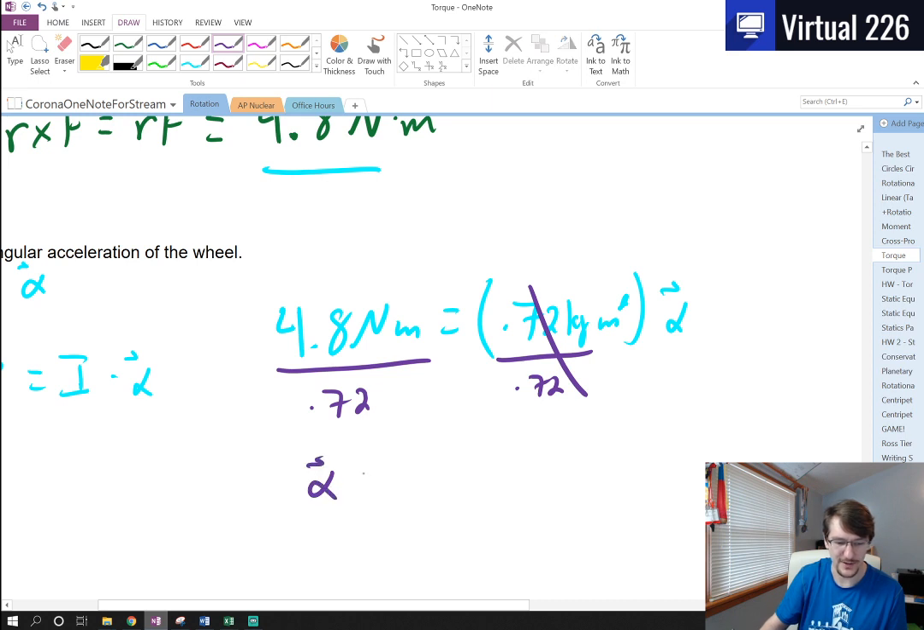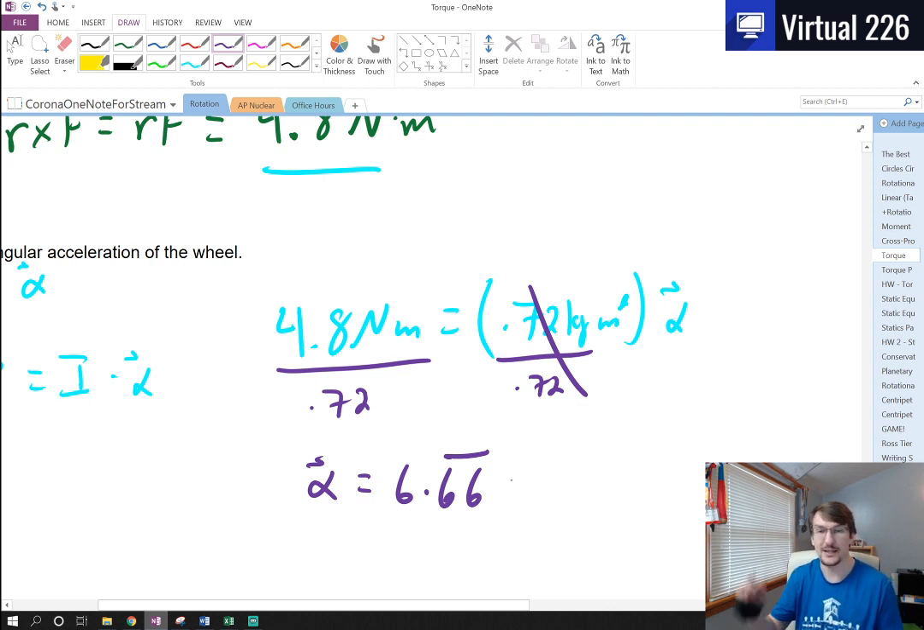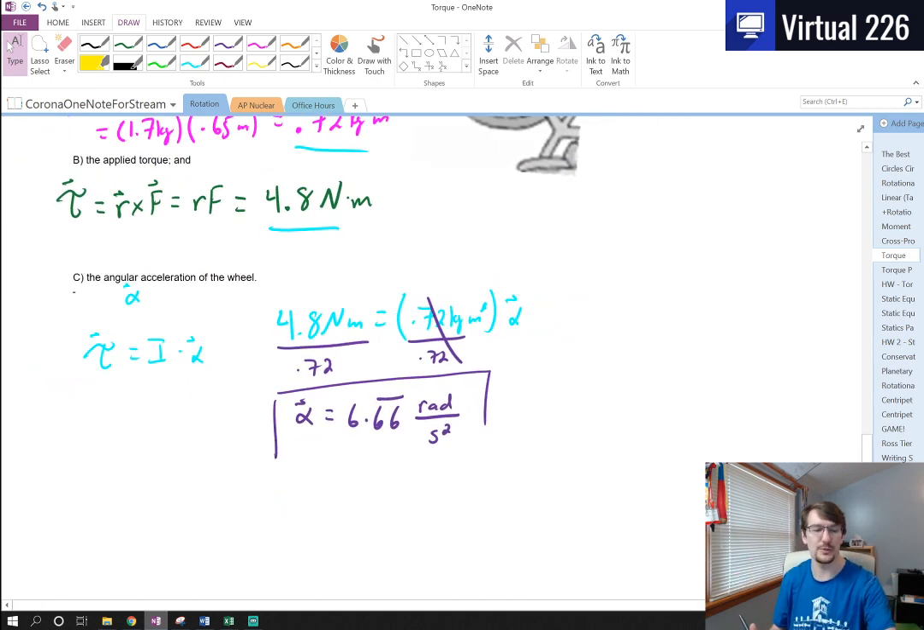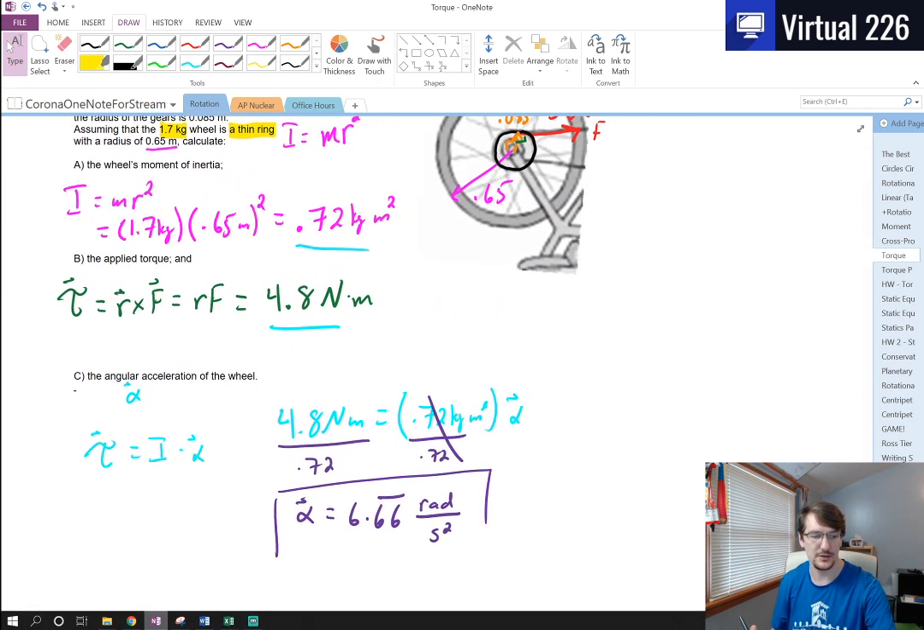We find an alpha here to be about 6.66 repeating. And those units are in accelerations, so they're going to be per second squared, but they're not going to be meters here because we're talking about rotation, so we're going to be in radians, or our placeholder unit. So that's how we can do a little bit of combining torques and rotational moments to find an angular acceleration.